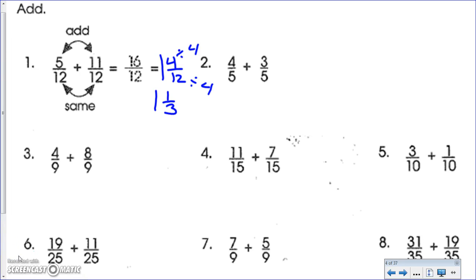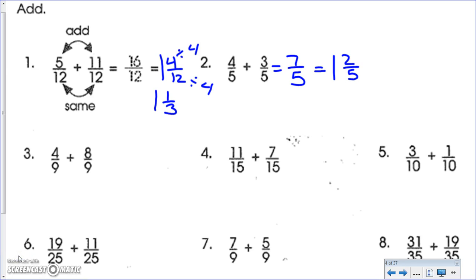For number 2, we have 4/5 plus 3/5, so we're going to add the numerators. 4 plus 3 is 7, so we get 7/5. The next step is to turn our improper fraction into a mixed number, so it becomes 1 and 2/5. And when we look at that, 2/5 cannot be simplified, so that's our final answer.